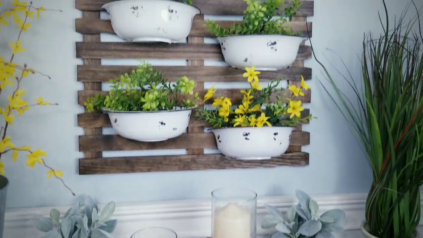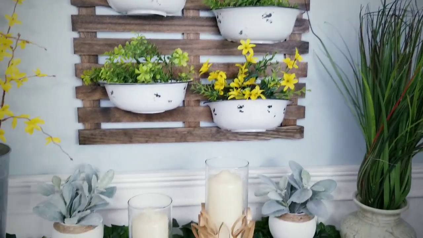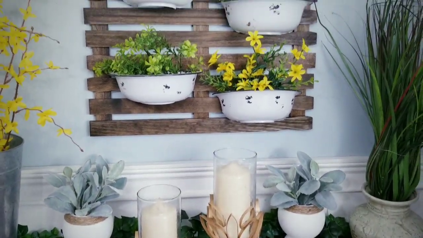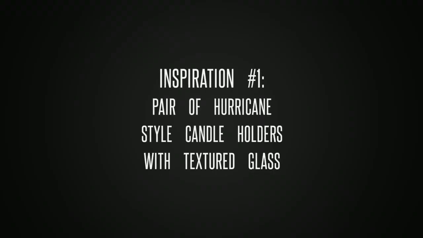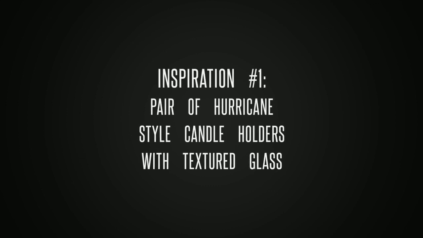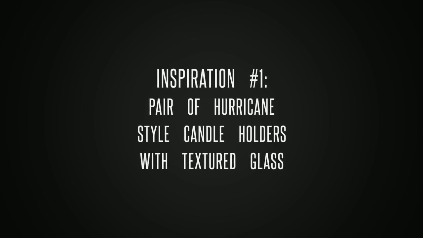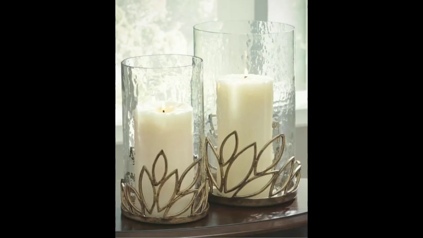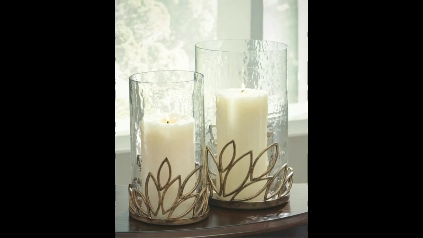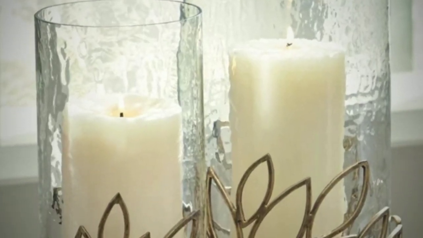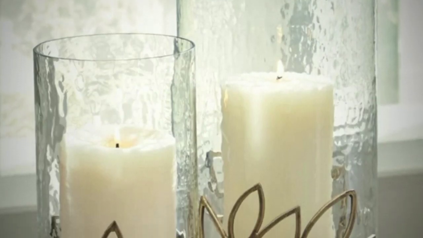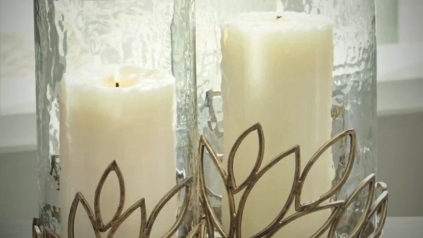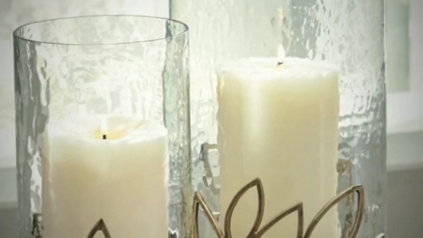So now, let's jump right into these projects. The first project will be a two-piece textured glass candle holder set. Here is my inspiration photo from Wayfair. I really love the textured glass in these along with the gold accent petal design at the bottom. This retails for $86 on their website, but I thought this would be a great project to make. So let's dive into that supply list.